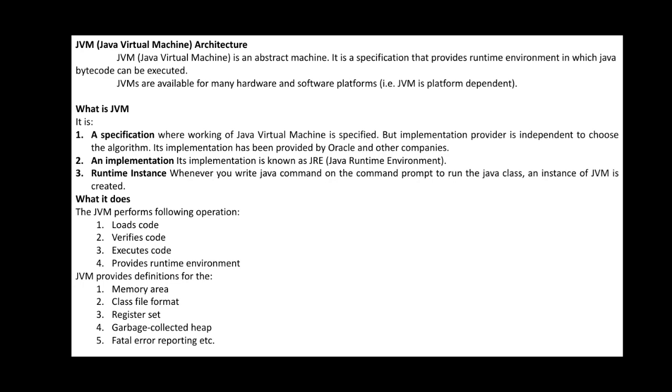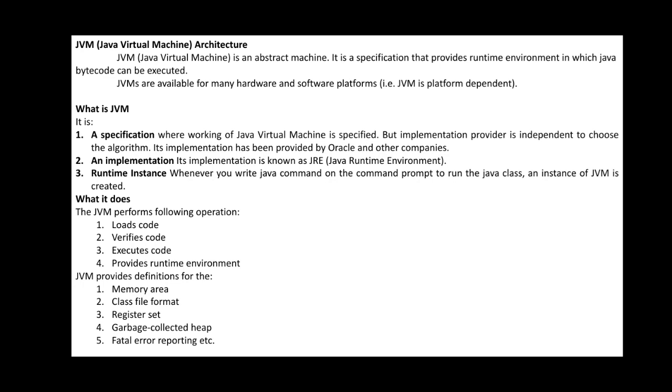Executes code means you are going to run the program, give the values, receive the values, get the results, compute the things, compare the things, do anything you are going to do. It can be done by using your executing code. Provides a runtime environment means it is going to have a connection in between those. What does the JVM provide for you?